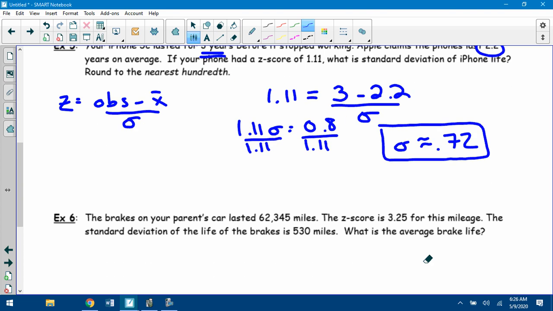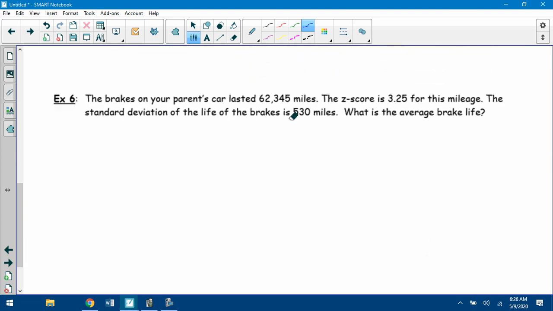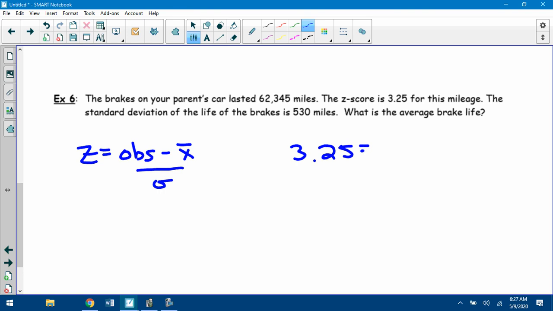Okay? All right, last one. The brakes on your parents' car lasted that many miles. The z-score is 3.25. That's pretty good. That means it lasted a long time. The standard deviation is 530. What's the average? So this time, again, go back to z-score is observed minus the mean over the standard deviation. The z-score was 3.25. What's the observed? The specific one we're talking about, 62,345, minus the average, I don't know that, x bar, divided by the standard deviation of 530.